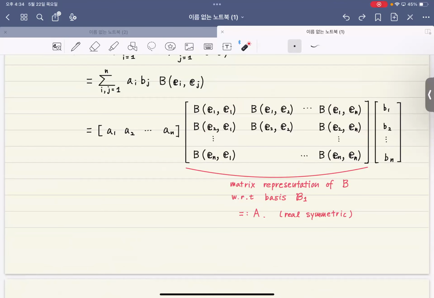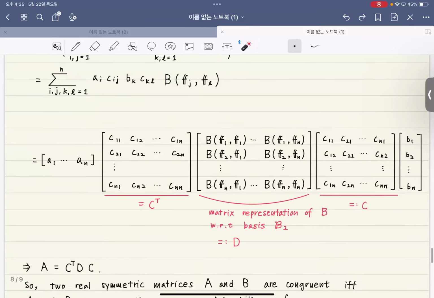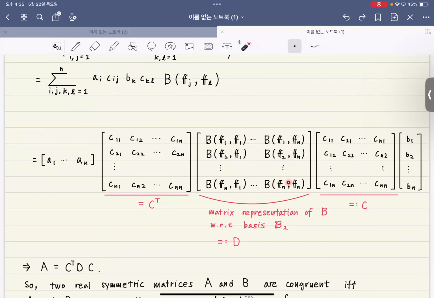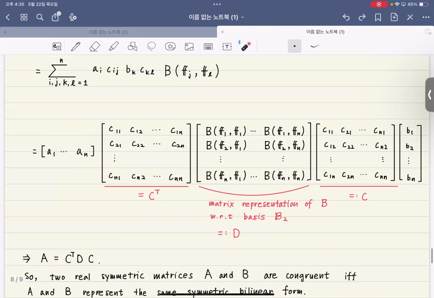This matrix representation was called A, right? And this matrix in the middle is a matrix representation of the same symmetric bilinear form, but written in terms of the basis B2, which I will call D. Then it turns out this whole thing is just A. So A is C transpose times another real and symmetric matrix D times C.